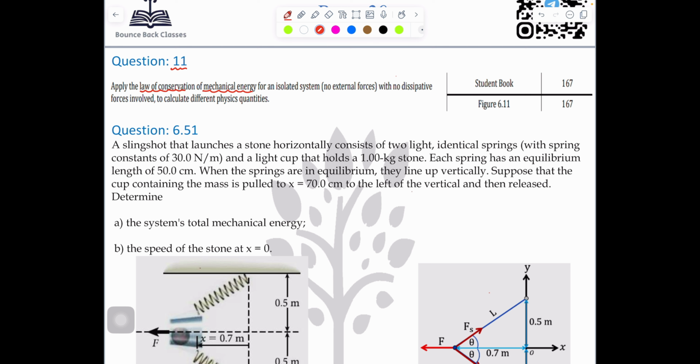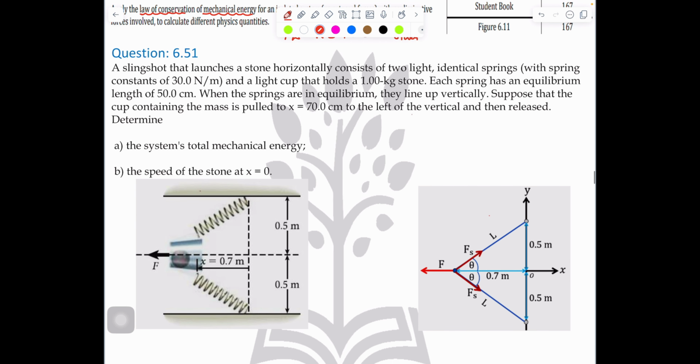So what is the law of conservation of mechanical energy? We should know that total energy is the sum of kinetic energy plus potential energy, and if we have any additional energy, let's say spring energy, that should be added too. So total energy equals kinetic energy plus potential energy plus E other, that is the additional energy, for an isolated system with no external force and no dissipative force involved, to calculate different quantities.